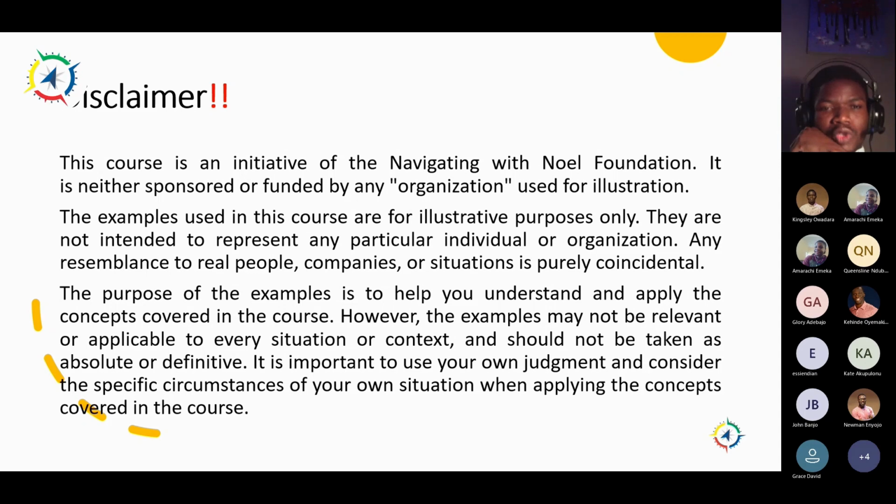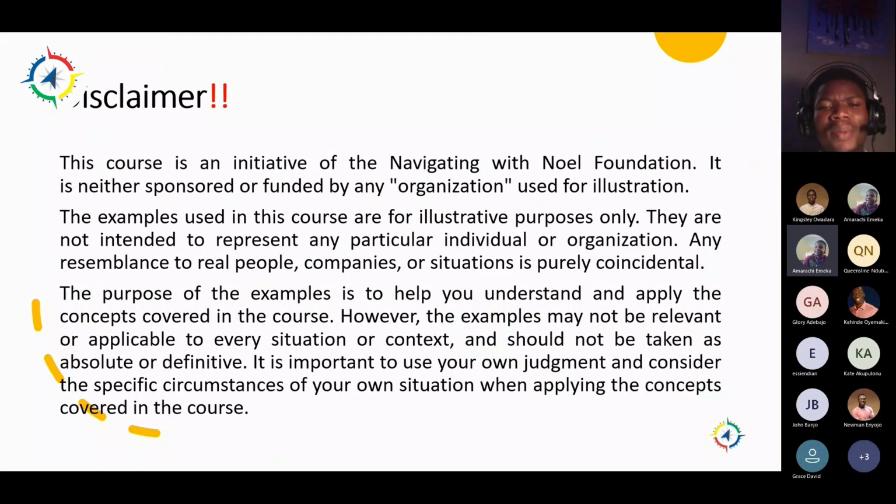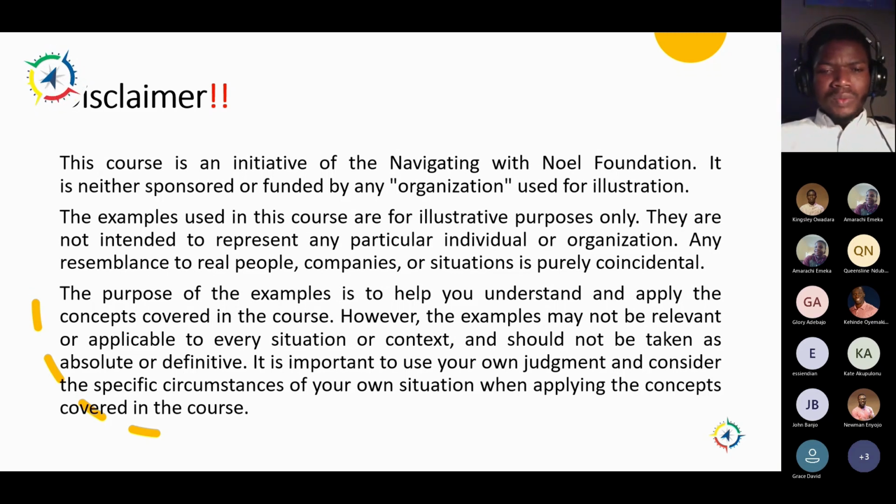The purpose of the examples is to help you understand and apply the concepts covered in this course. However, the examples may not be relevant or applicable to every situation and should not be taken as absolute or definitive. It's just important to apply the situation or the specific thing that is relevant to you in this particular course for your own profiting, let me put it that way.